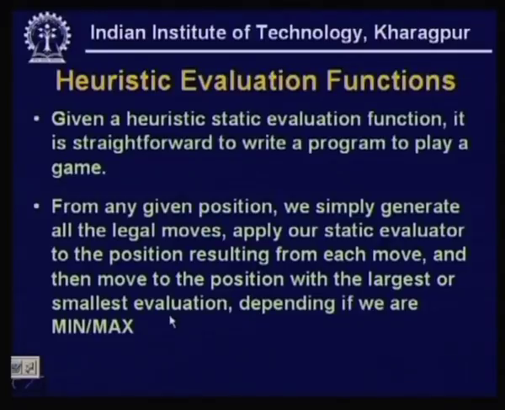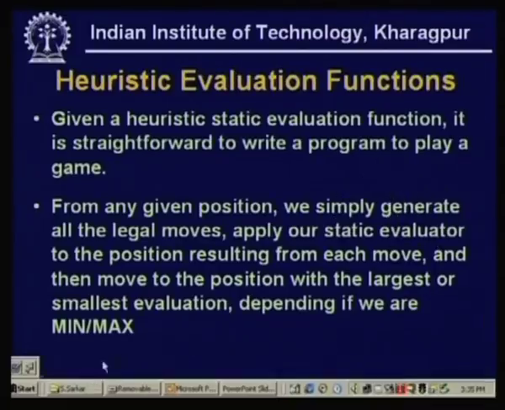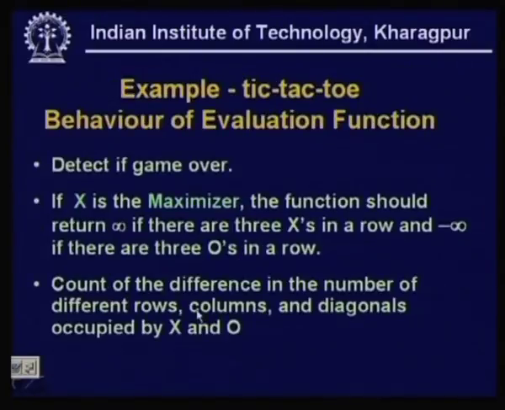So, if we design a heuristic static evaluation function for a two-player zero-sum perfect information game, then we can use this minimax strategy to play the game. From any given position, we simply generate all the legal moves, apply our static evaluator to the position, and then move to the position with the largest or smallest evaluation. Suppose we want to find out the best move to take from this position. We find out all the successors, find out the evaluation of all the successors, and take the max of them and move towards that. However, static evaluation functions are not very accurate. So, instead of going only one level, we might go for several levels and then back up the values there.